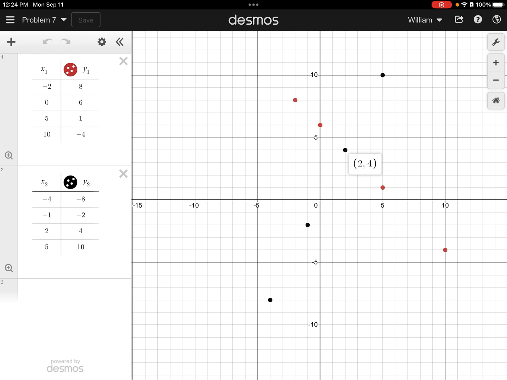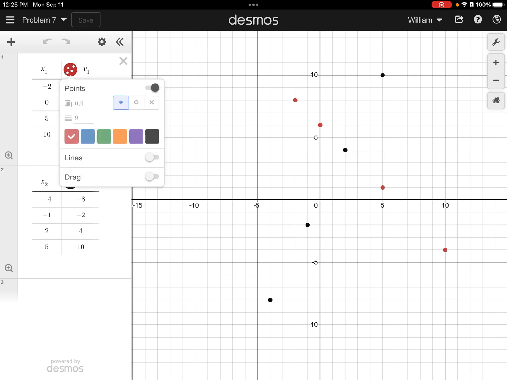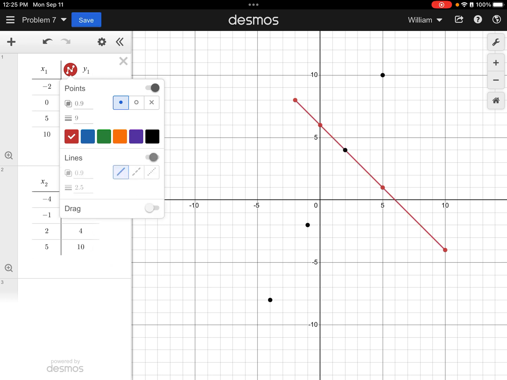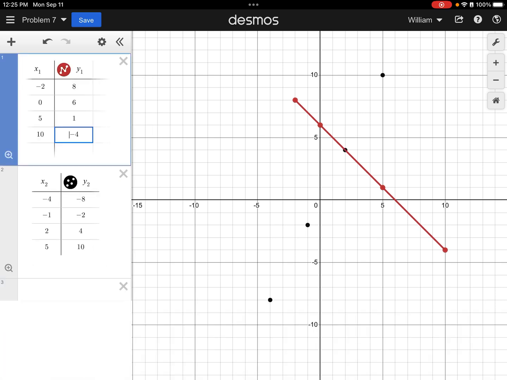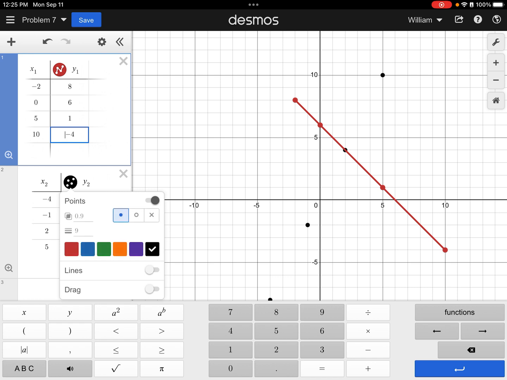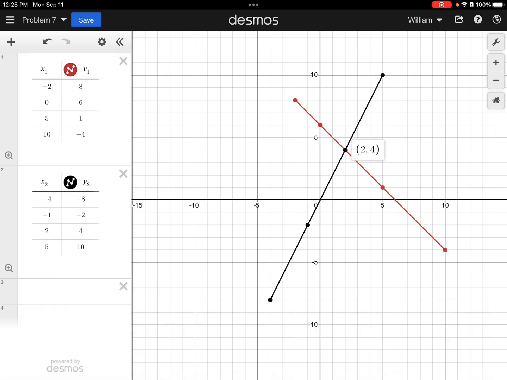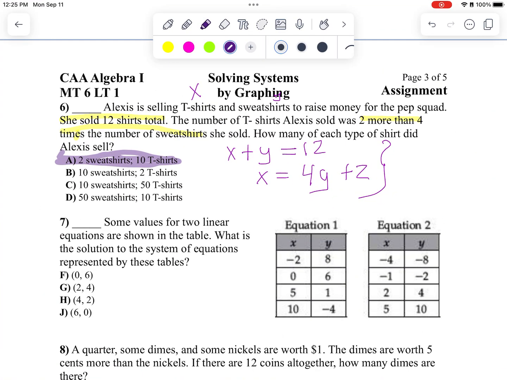So let's make sure. What you can do is hold down your mouse over the symbol for your line, and instead of set of points, I'm going to change that to a line. I'll do the same thing for my other line. If you just click on it, it goes away. So I'll change that to a line. Now we can definitely say they cross at 2 and 4.